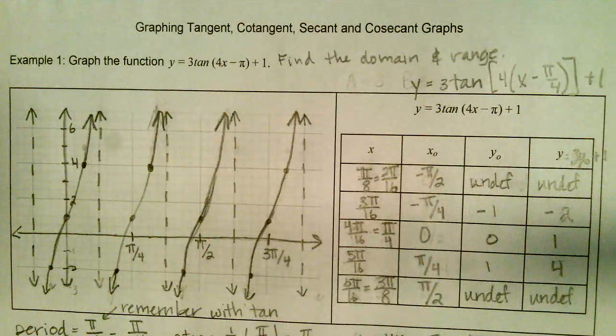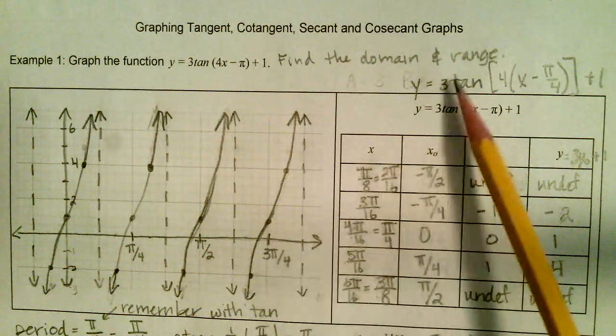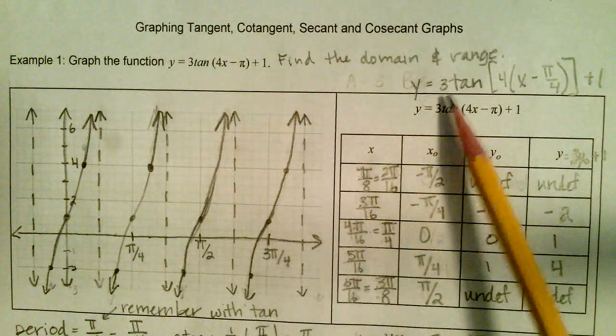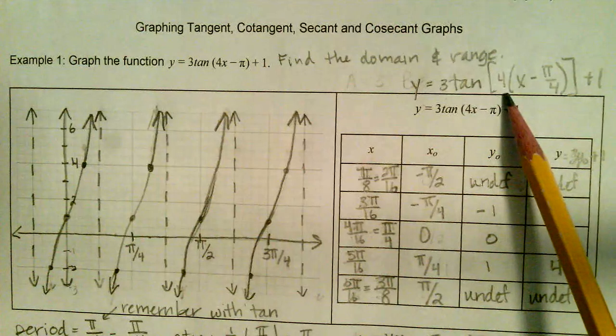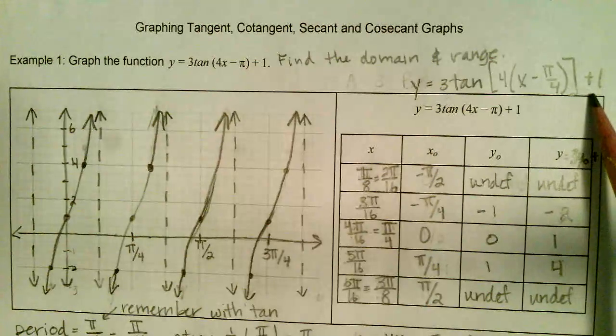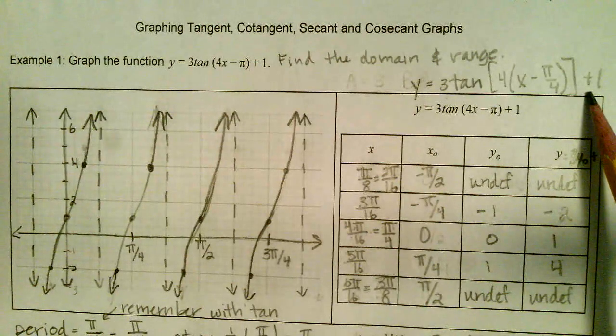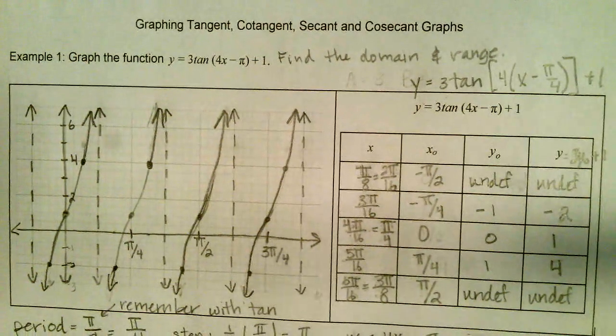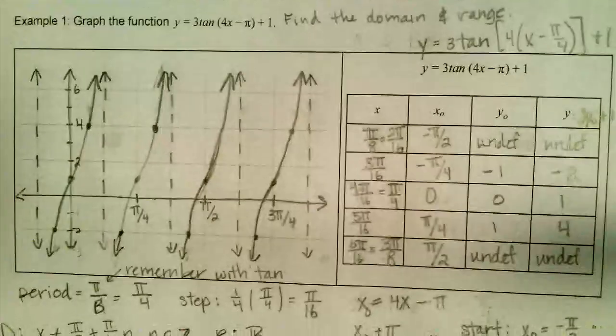Okay, so right away I can see a lot is going on here. I'm going to have a vertical stretch. I'm going to have a horizontal shrink. I'm going to have a phase shift of pi over 4, and I'm going to have a vertical shift up 1.